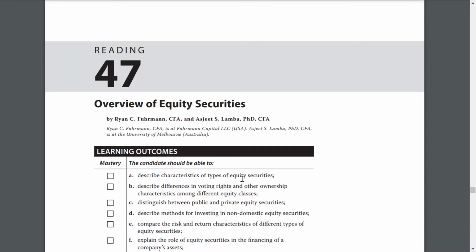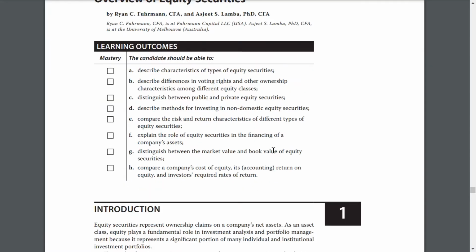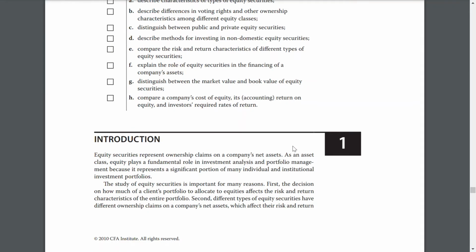Learning outcomes. The candidate should be able to describe characteristics of types of equity securities, describe differences in voting rights and other ownership characteristics among different equity classes, distinguish between public and private equity securities, describe methods for investing in non-domestic equity securities, compare the risk and return characteristics of different types of equity securities, explain the role of equity securities in financing of a company's assets, distinguish between the market value and book value of equity securities, compare a company's cost of equity and accounting return on equity and investors' required rate of return.